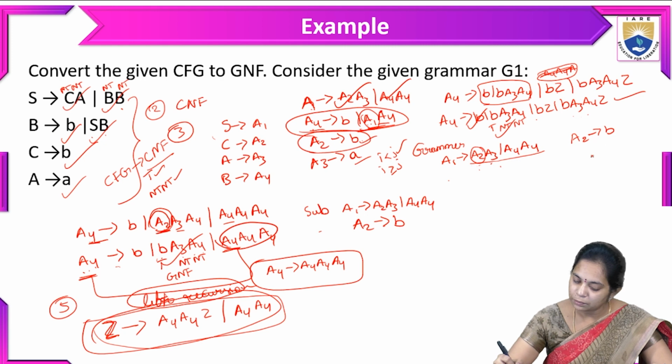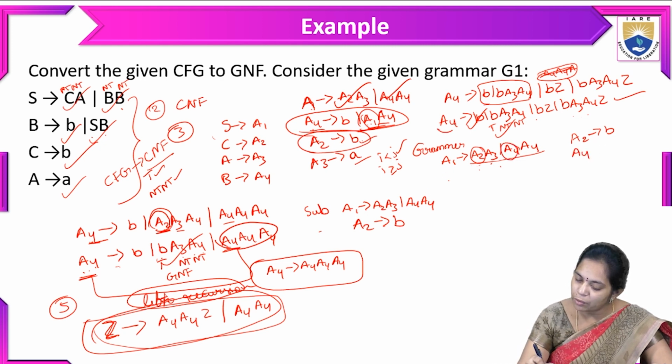And here A4 also we have to substitute. So what is this A4? A4 we have to substitute, all these equations within this production rule. So let me write.